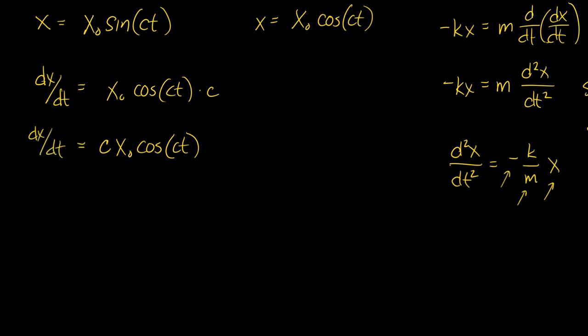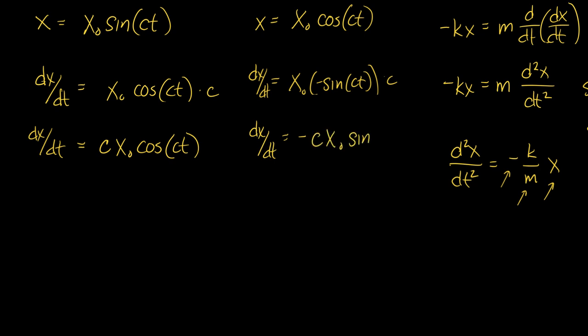All right, smarties, what is the derivative of cosine? Negative sine. So I'll get x naught times negative sine ct. Chain rule requires me to take the derivative of ct, so that produces a c. Rearrange it. And I'll get negative c x naught sine ct.